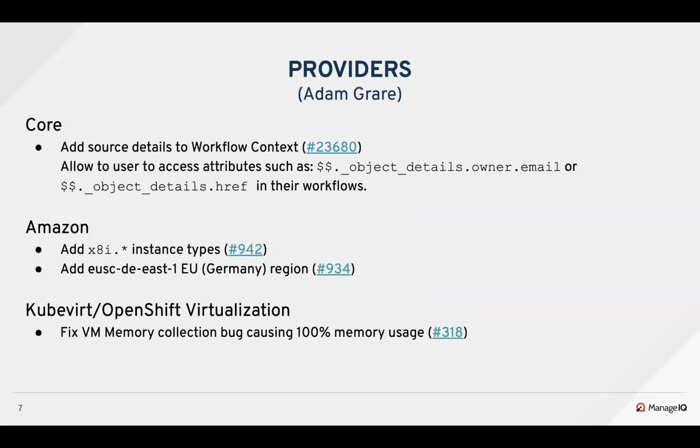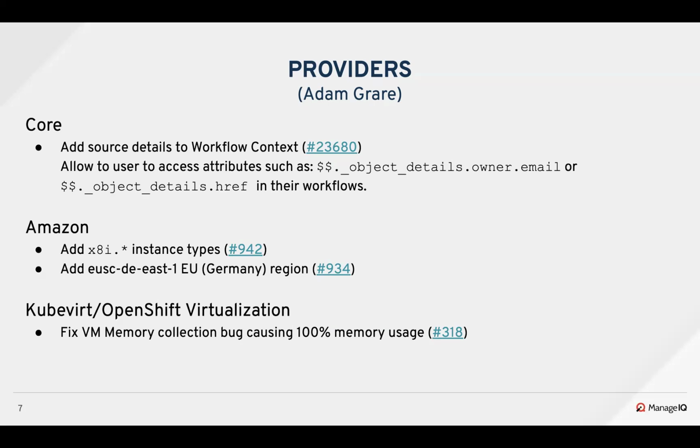Over to Adam. Thanks, Elsa. For core this sprint, we added some source details to the workflow context. So if you are provisioning or retiring resources, we will add some object details into the context that can be used in your ASL files. So if you wanted to write an email step or post anything to the API, you'll get things like the name, the owner information, the URLs to the various objects that are being acted upon for provisioning and retirements.